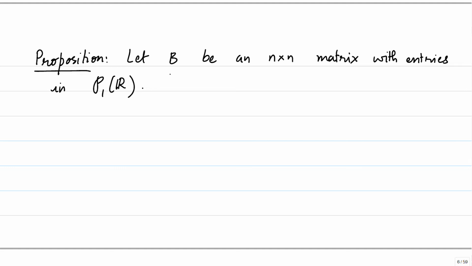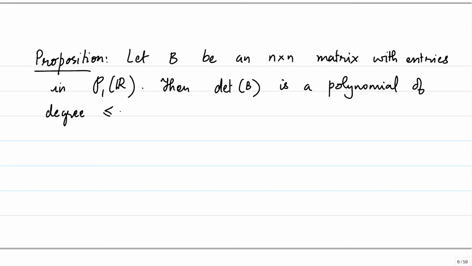The conclusion of the proposition is that then determinant of B is a polynomial of degree less than or equal to n, i.e. det B is in Pn of R. That's quite nice, because if we manage to prove this proposition, what we have essentially proved is that the characteristic polynomial of a given matrix A is a polynomial of degree less than or equal to n. So let's look at a proof of this proposition.